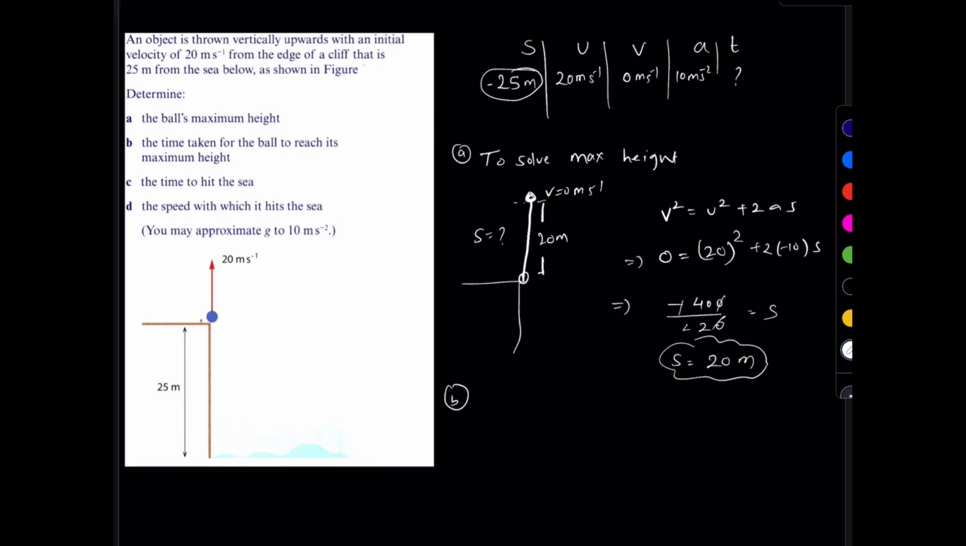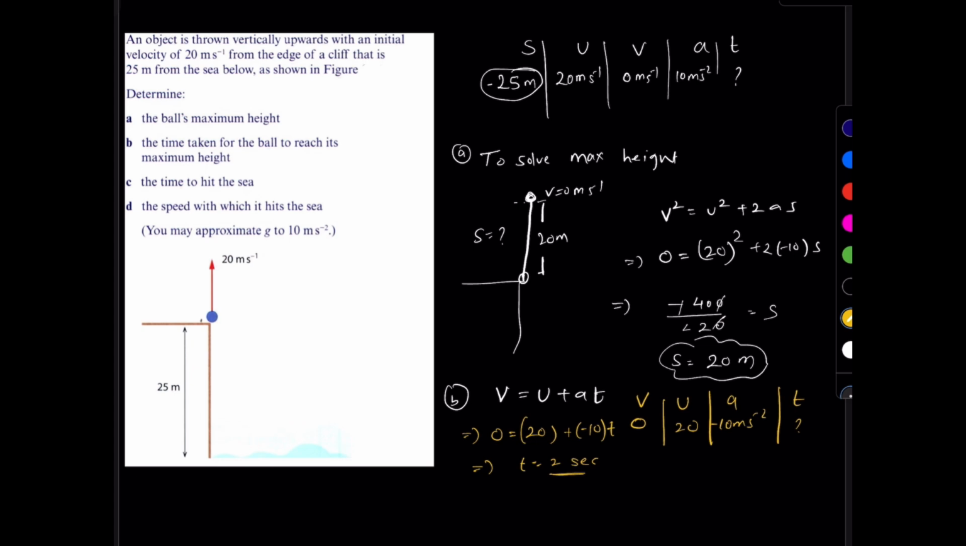Now, in order to solve the time taken for the ball to reach the maximum height, I'm going to use V is equal to U plus AT, because again, I know that V is 0 at the maximum height, U is 20, acceleration is 10 meters per second square. Again, it's going up so it's negative, and T is what I'm looking for. So this turns out to be 0 equals 20 minus 10 into T, which turns out to be T equal to 2 seconds. It takes 2 seconds to reach the maximum.